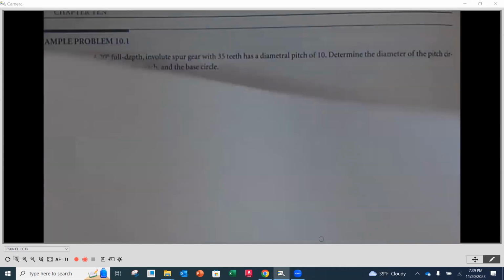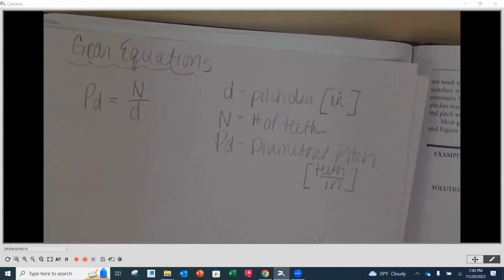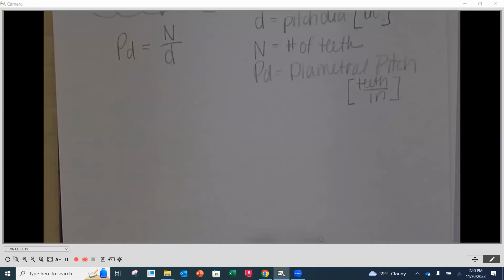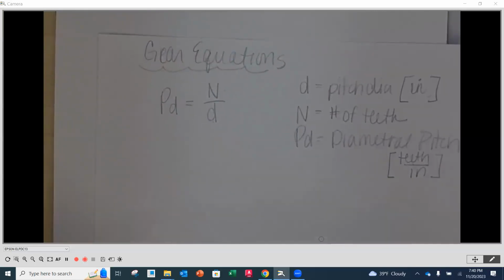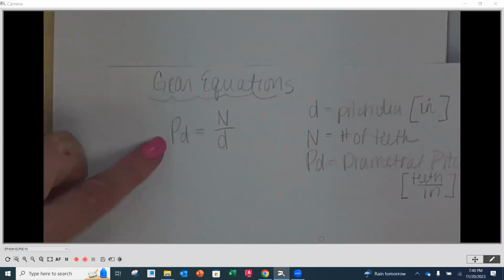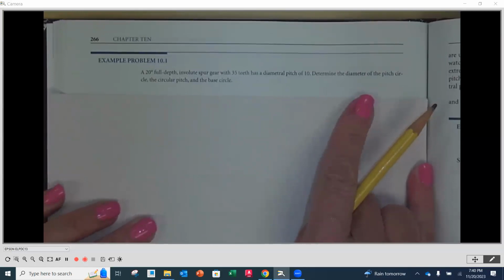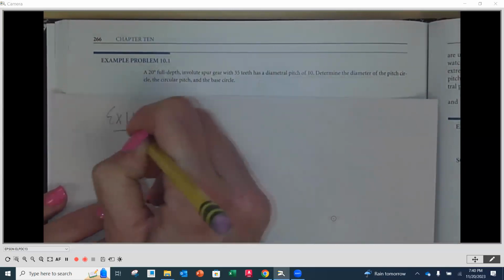Okay. So as we look at our first equation that we put on our equation sheet, that's going to be the equation that we're going to use for our problem. Need to find my pencil. Okay. So we know the relationship here is diametral pitch is equal to the number of teeth divided by the pitch diameter. So pitch diameter is lowercase d, number of teeth, and diametral pitch. Now in the problem that we have here, they want us to determine the diameter of the pitch circle, or the pitch diameter. So example 10.1, we want to find out what is the pitch diameter.